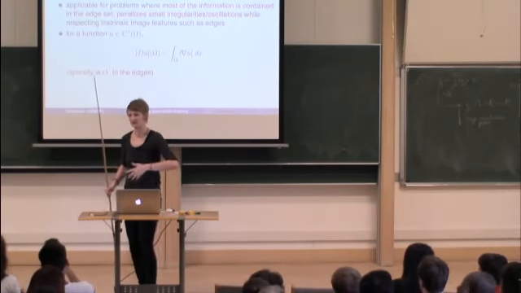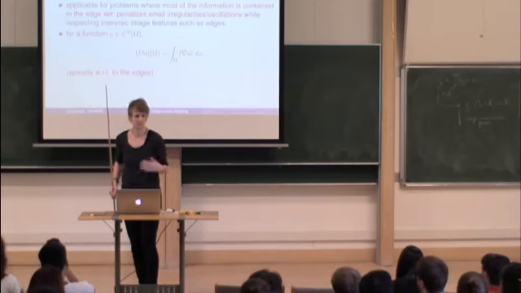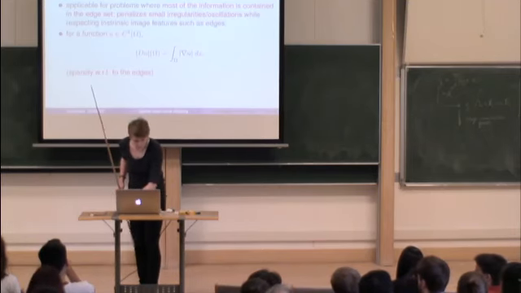So that's why we want sparsity in the gradient of u, right? We only want to preserve a small number of discontinuities.